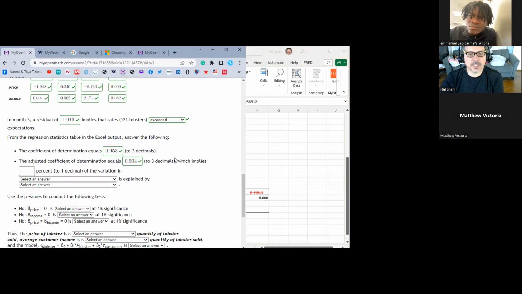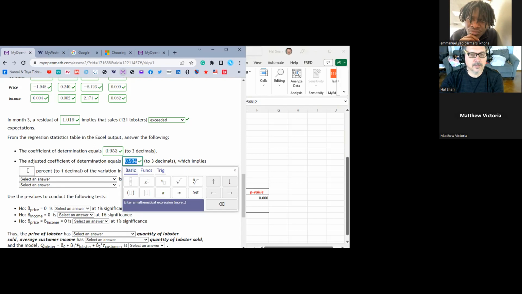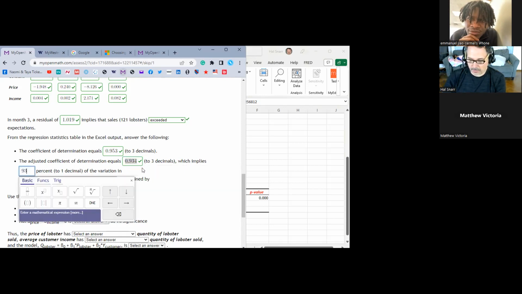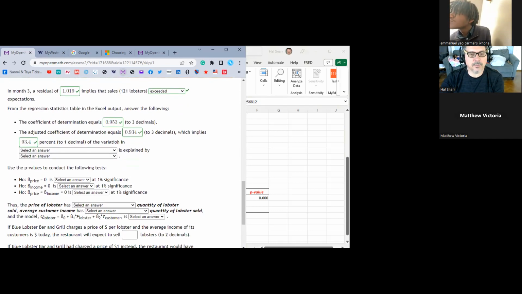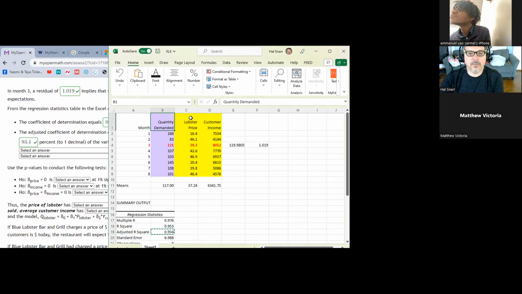All right, so what we're going to say here is it implies what? If I convert this to a percentage, what do I got? 93.4, right? If I convert that to a percentage, 93.4. So this adjusted R square implies that 93.4% of the variation in the thing that we predicted. What were we predicting? We have the 2 X variables, right? We're using lobster price and customer income to predict what? The demand, right?